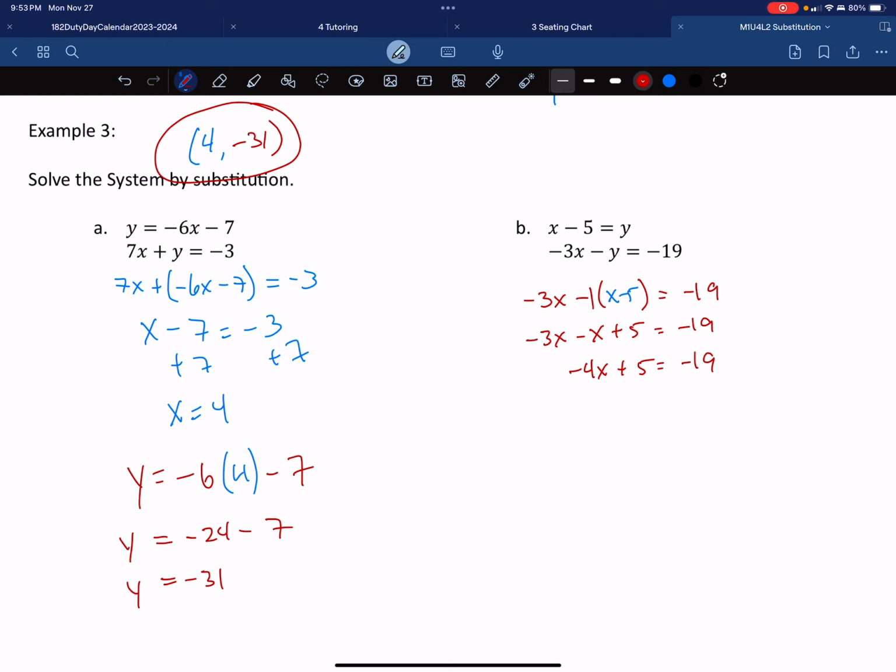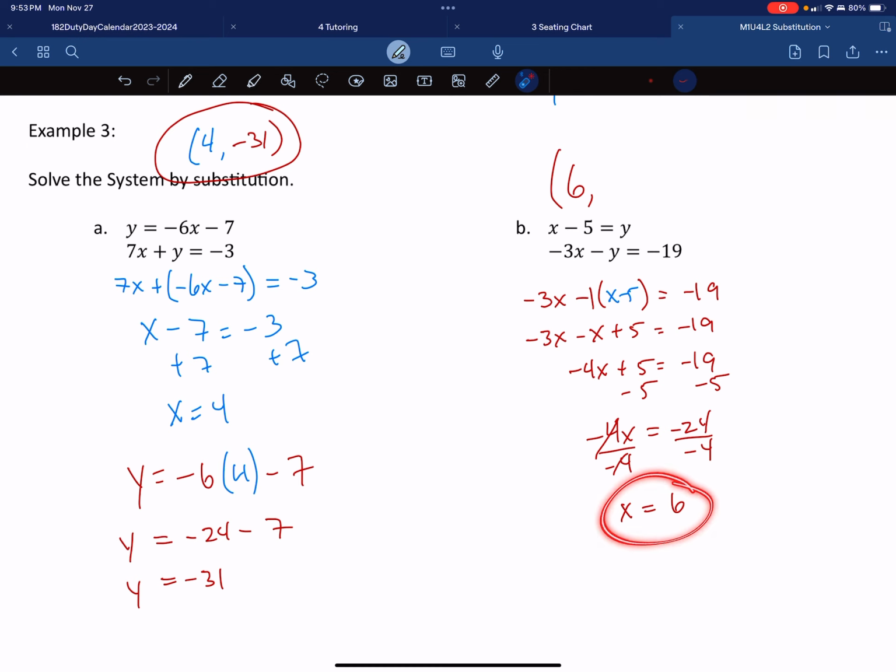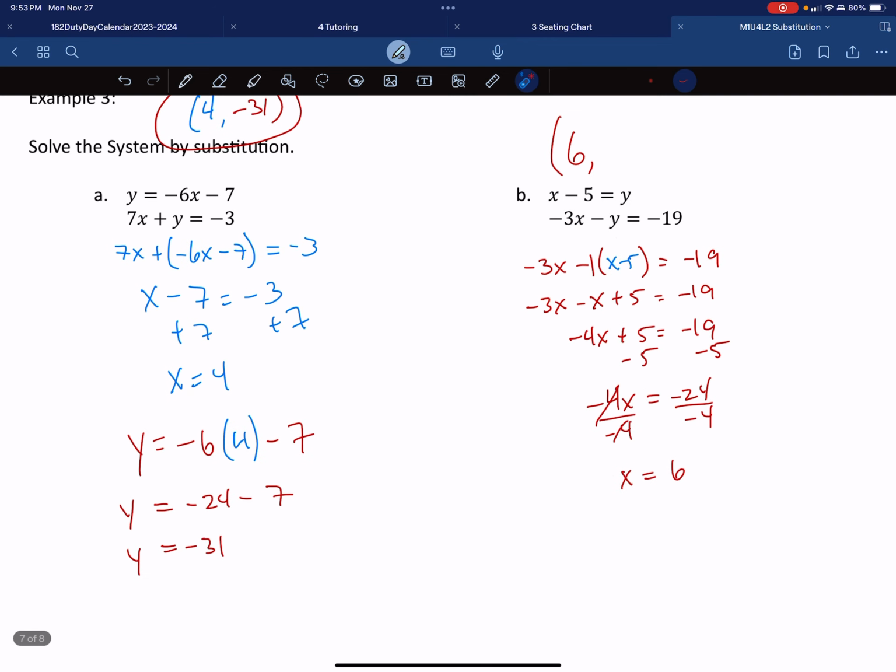From here, we're just solving, so it's now minus 5. We're trying to undo our addition and subtraction, so we're going to end up with negative 4x equals negative 24. We want to undo the multiplication by dividing. So we'll get x equals, this goes away, a positive 6. Now you're going to plug this in. Take the 6 and plug it in, let's do the top equation. It doesn't really matter.